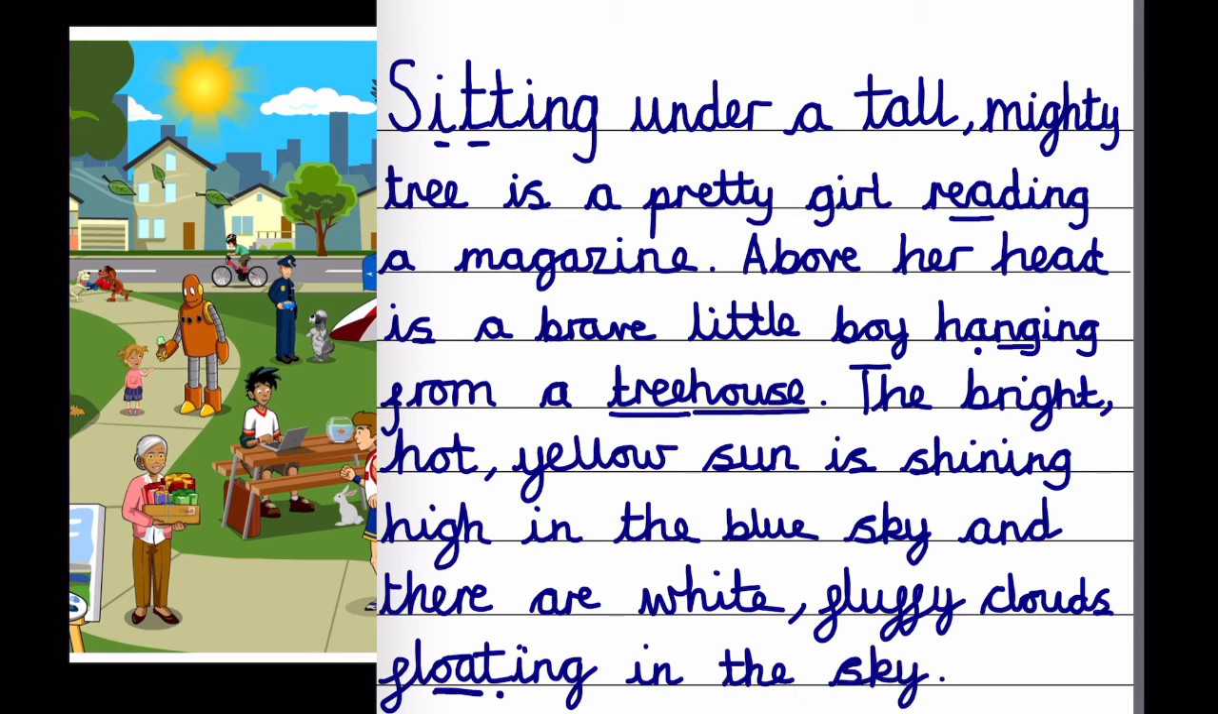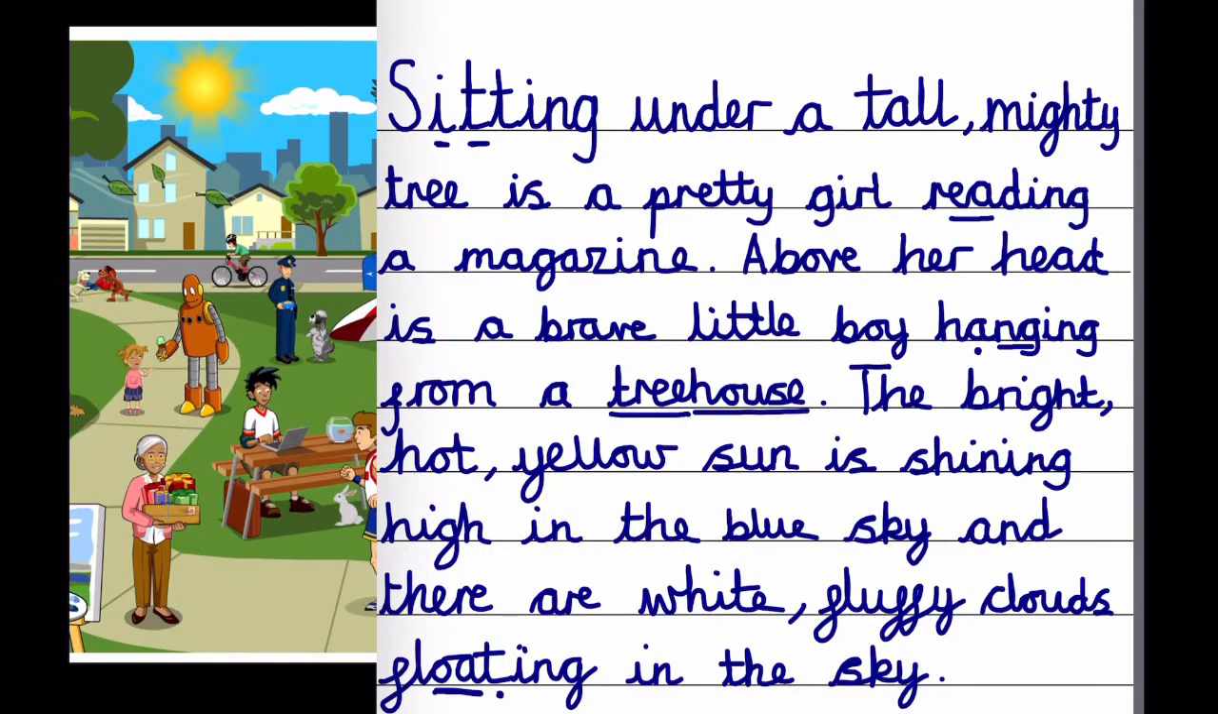Okay, let's read it through just to make sure we're happy with it and it makes sense. Sitting under a tall, mighty tree is a pretty girl reading a magazine. Above her head is a brave little boy hanging from a treehouse. The bright, hot, yellow sun is shining high in the blue sky and there are white, fluffy clouds floating in the sky.